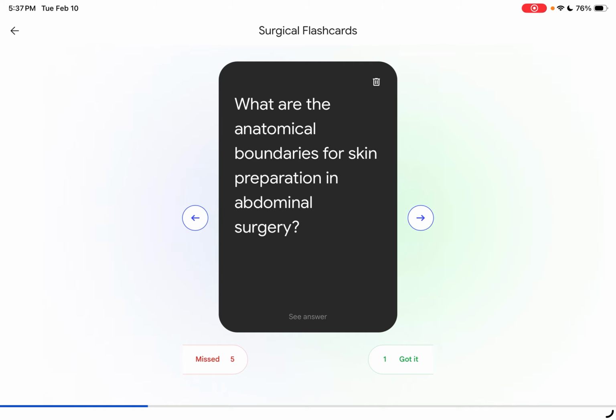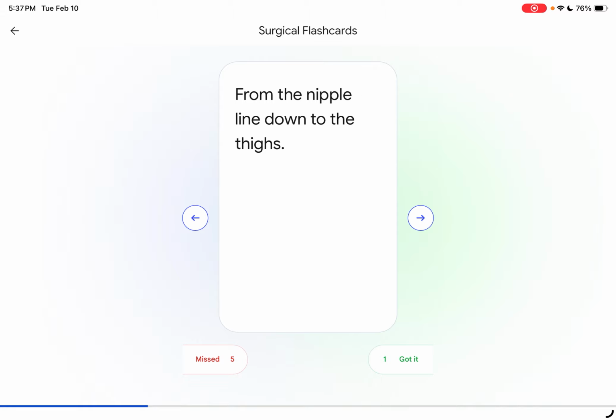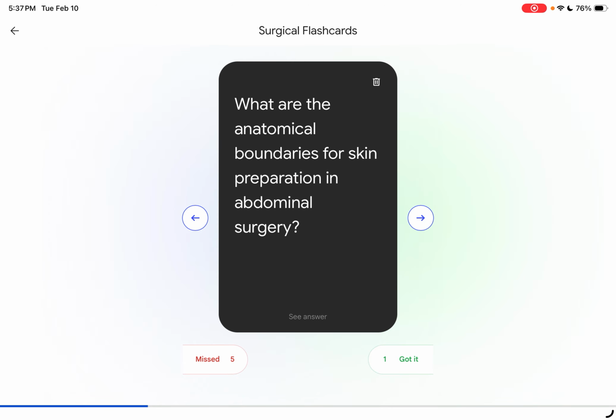What are the anatomical boundaries for skin preparation in abdominal surgery? So boundaries, guys, for skin prep in abdominal surgery. From the nipple line down to the thighs. Okay, so abdominal surgery, nipple line down to the thighs.